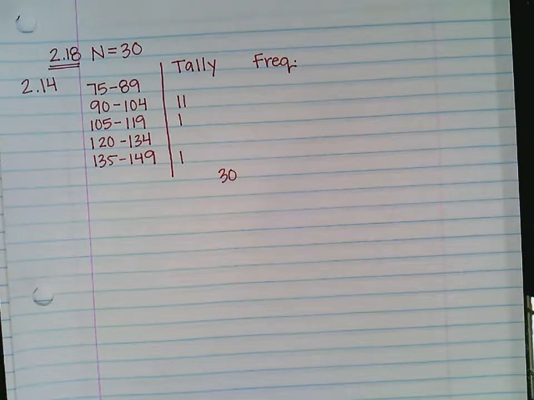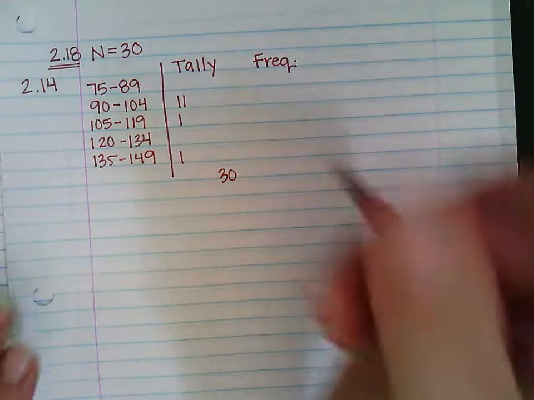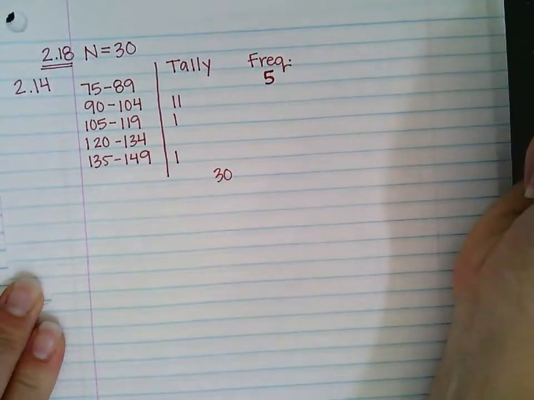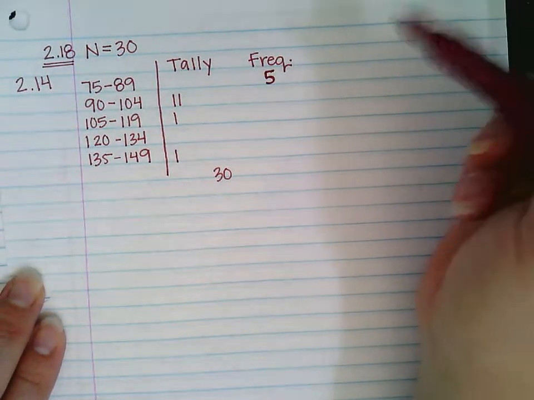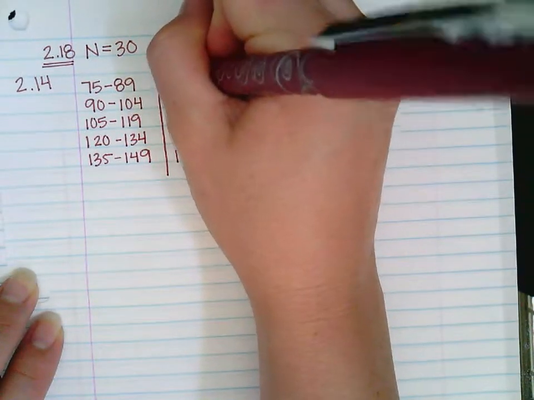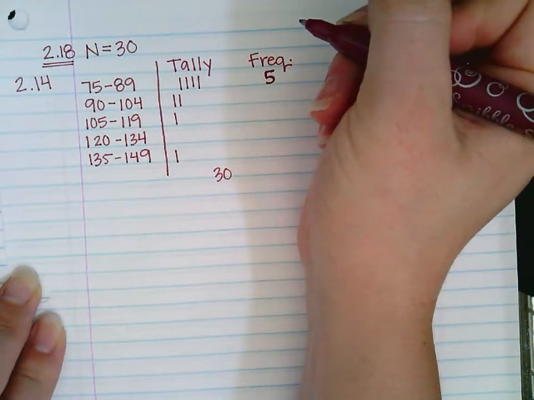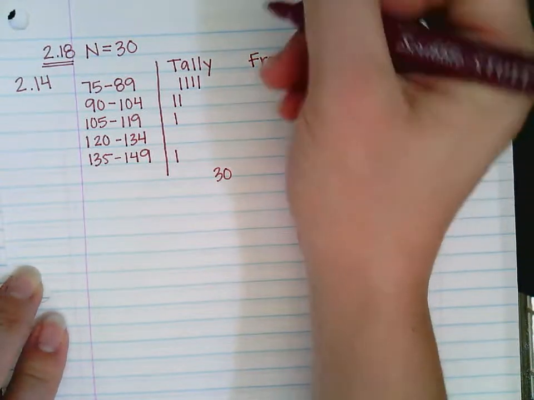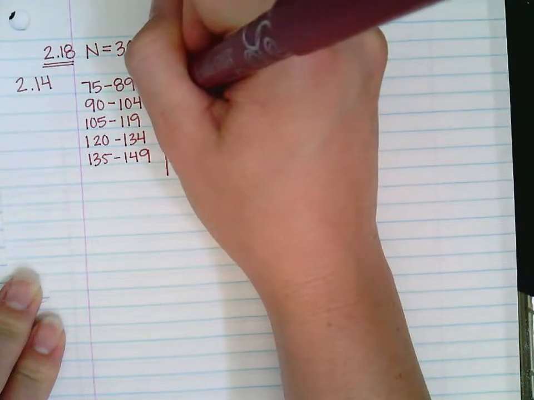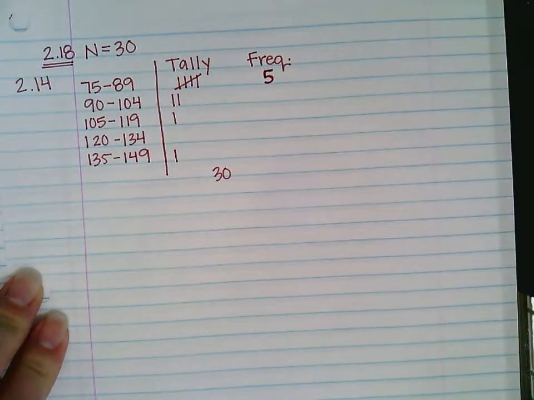Again, just for the sake of an example, I will give us that frequency, and that first one is 5. Oh, and speaking of 5, this always surprises me. When you do tallies, there is a way to group them in 5 so that they're easier to count. Once you get to 5, you should cross it.